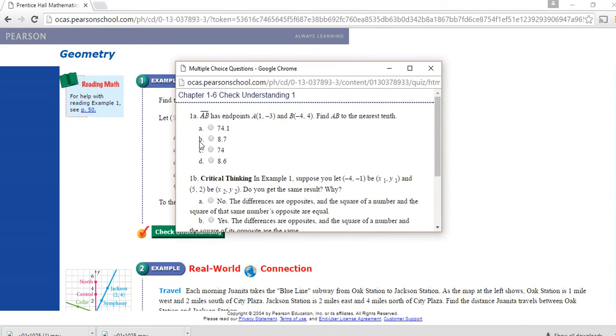1A, don't worry about 1B, we just talked about it actually. So do 1A, pause the video, and see if you can come up with the distance between those 2 points. Alright, hopefully you paused it and you found that the distance between those 2 points was 8.6. Alright, we're going to move on.